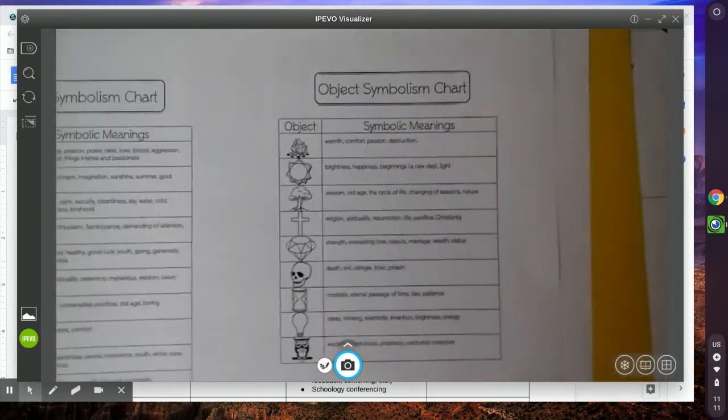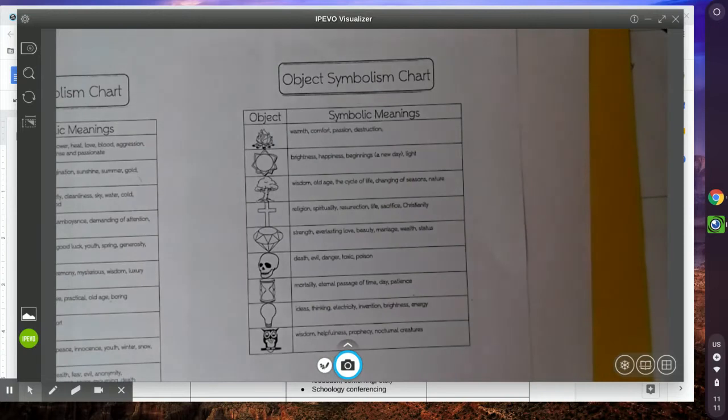If we go over to the objects, I already talked about fire. The sun can be brightness or happiness, a new day. A tree, wisdom, old age or nature. The cross is religion or spirituality. We have a gem or a diamond, strength, everlasting love. All right, we have the skull, death, evil, or poison. We have the hourglass, mortality, eternal passage of time, the light bulb, ideas, thinking, energy, and the owl, wisdom, and helpfulness, maybe even prophecy.